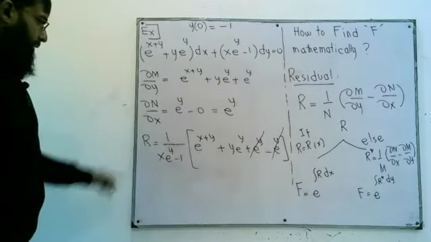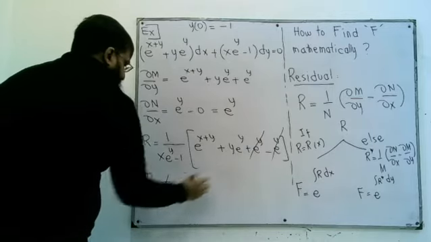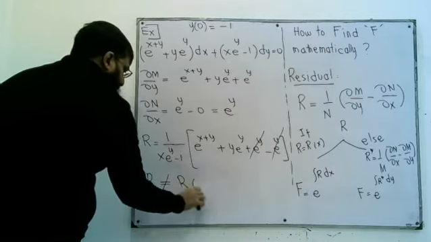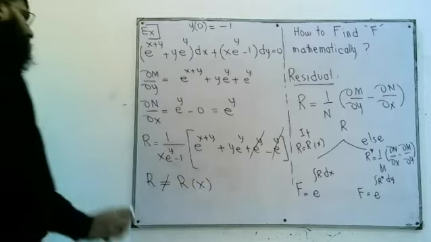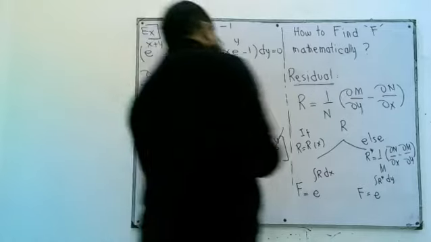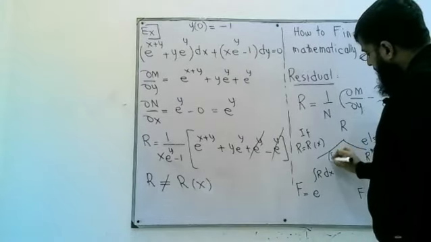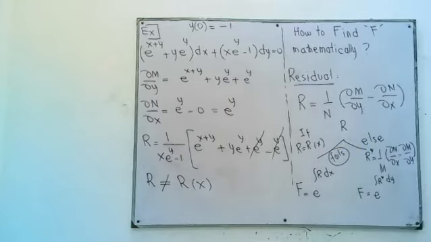But still, even after cancelling these two terms, r isn't a function of x. r is not a function of x. So this test fails for this equation, and we have to apply the second test.